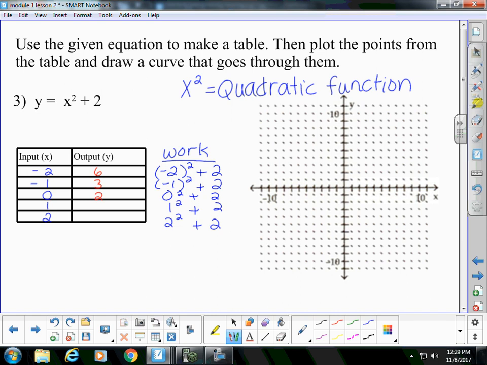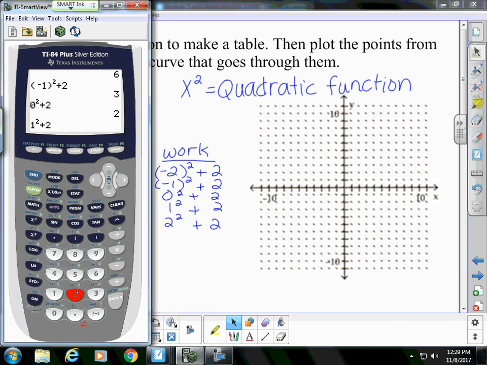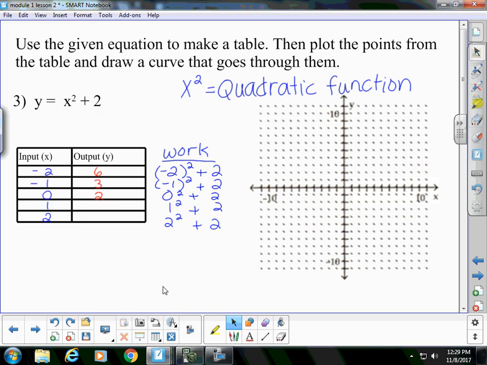And then my last two answers. 1 squared plus 2. And 2 squared plus 2. I got 3 and 6. And you'll see some of the numbers repeated, and there's a reason for that.